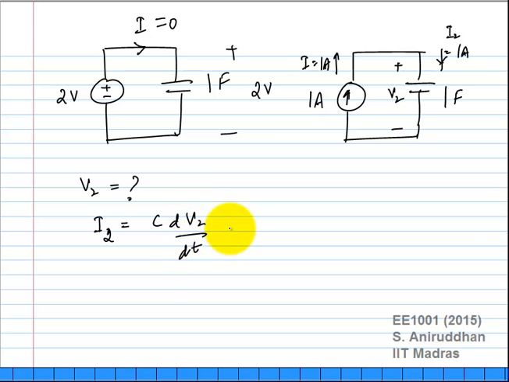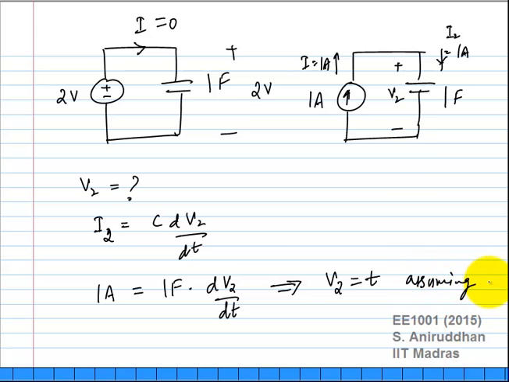This is the characteristic of the capacitor. There is nothing to write for the current source because it's ideal. Irrespective of V2, it is going to hold a current I. And that is how you are able to write this equation. What is I2? What is the capacitance? Now can you tell me what V2 is? V2 is t, assuming the capacitor is initially discharged.